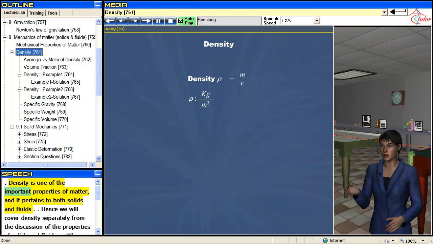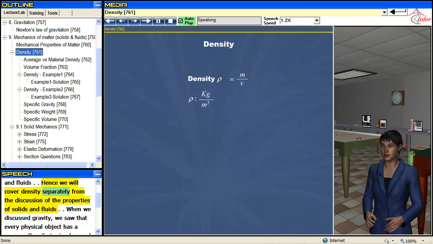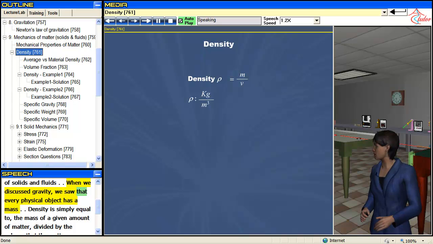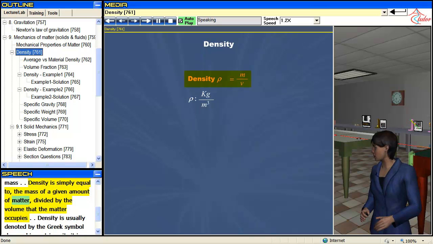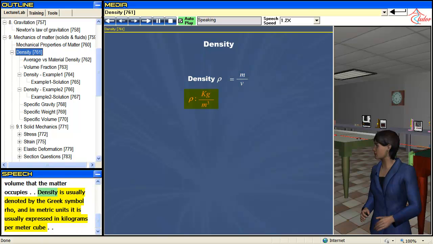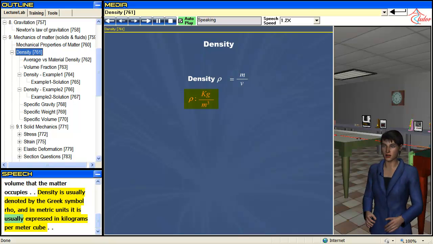Density is one of the important properties of matter, and it pertains to both solids and fluids. Hence we will cover density separately from the discussion of the properties of solids and fluids. When we discussed gravity, we saw that every physical object has a mass. Density is simply equal to the mass of a given amount of matter divided by the volume that the matter occupies. Density is usually denoted by the Greek symbol rho, and in metric units it is usually expressed in kilograms per meter cube.